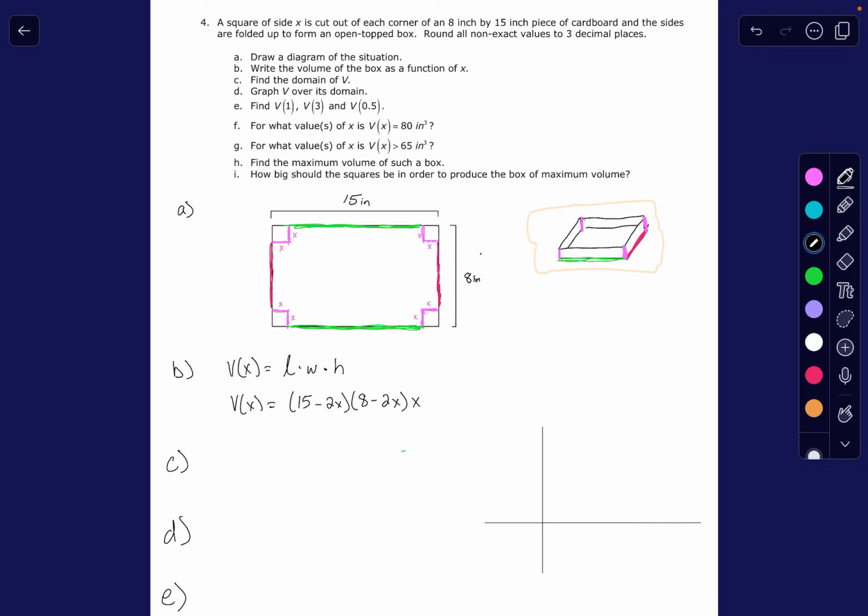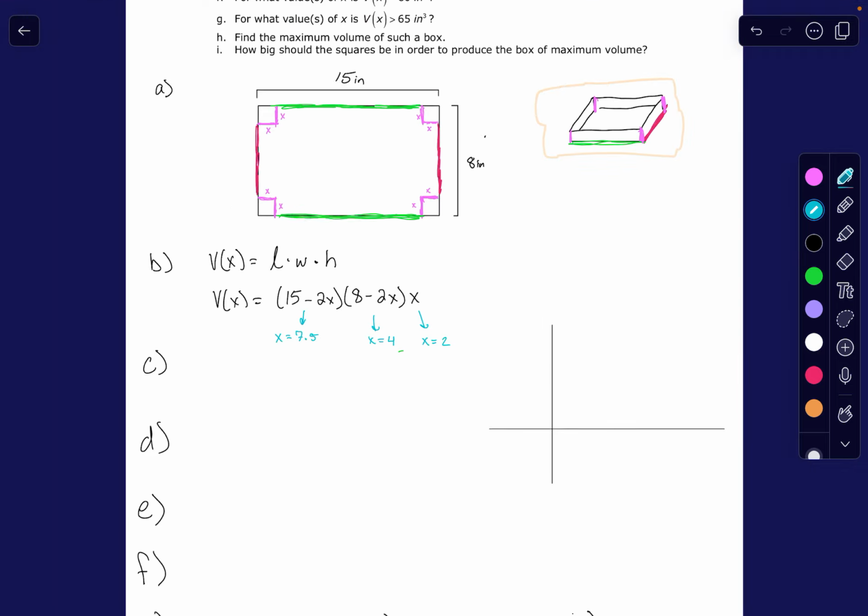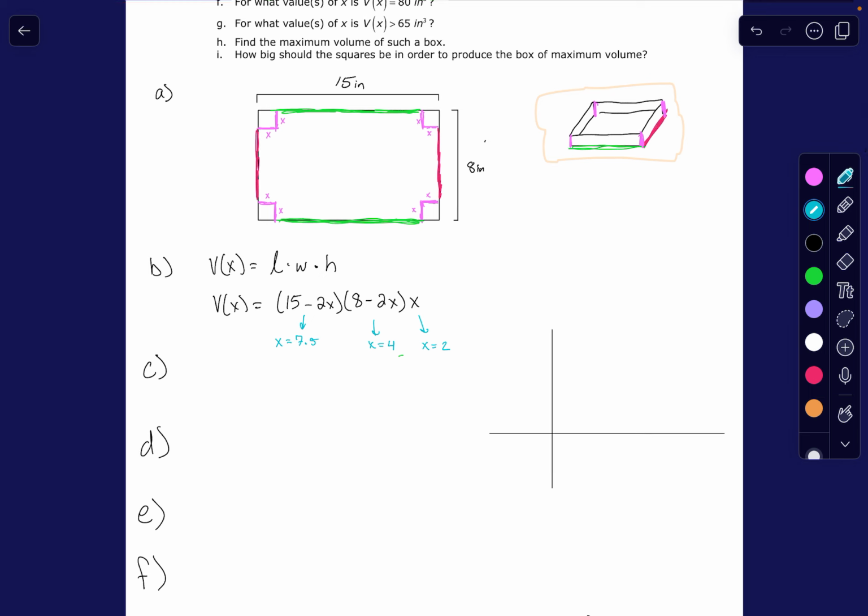So for thinking about the domain of V, first of all, think about the zeros. This is not a rational function, so I don't need to think about numerator and denominator, but I'm now going to have solutions at x equals 7.5, x equals 4, and x equals 2. You might say that since this is a cubic, the domain might be from negative infinity to positive infinity, but remind yourself of the context of where this is coming from. Can you have a negative x value?